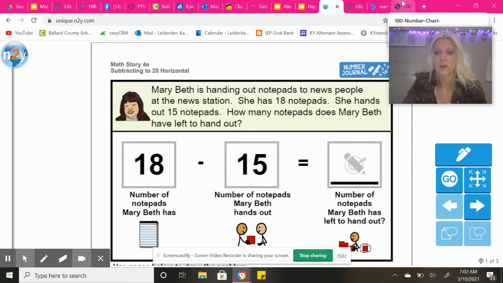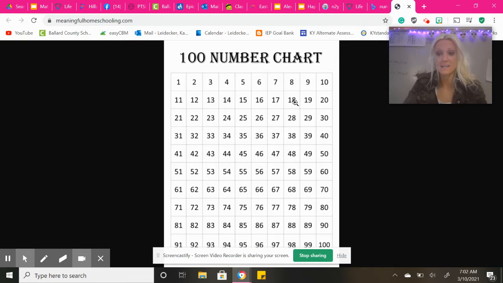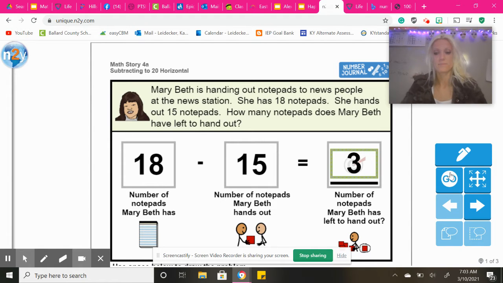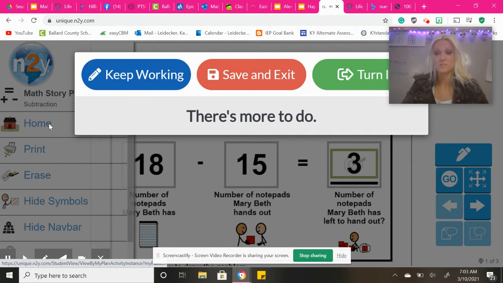So let's do that on our hundreds chart. We start at 18. Now when we subtract, we have to go to the left because our numbers get smaller. So we're at 18 and we're going to get rid of those 15 notepads. 1, 2, 3, 4, 5, 6, 7, 8, 9, 10, 11, 12, 13, 14, 15. So our answer here would be 3. Use that numbers chart for at least up to 20.